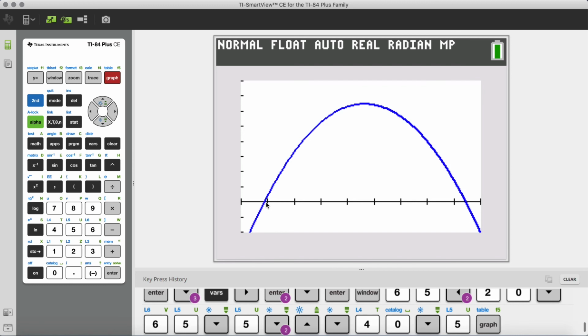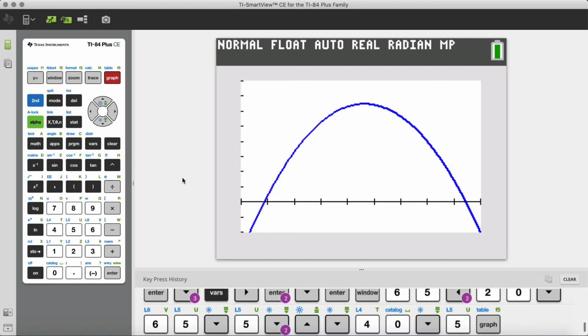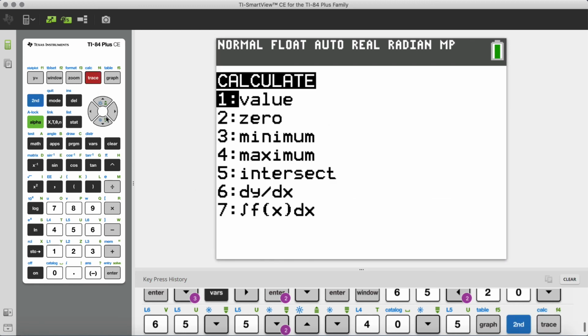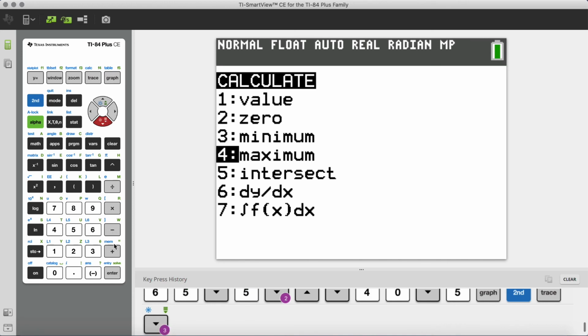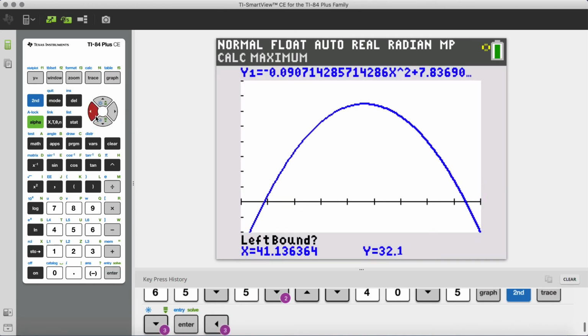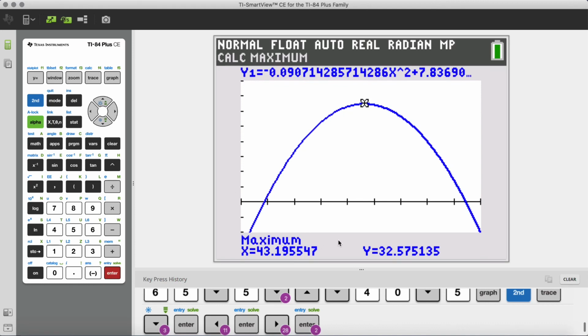What ticket price does the model predict that the town should choose to maximize profit? Well, maximize tells us maximum, so we're going to go second trace, maximum. We need to make sure we're to the left because it's asking for a left bound. Then we need to make sure we're to the right because it's asking for a right bound. And then we click enter, enter. And maximum. So it looks like to maximize profit, we want our tickets to cost $43.19, so 20 cents.